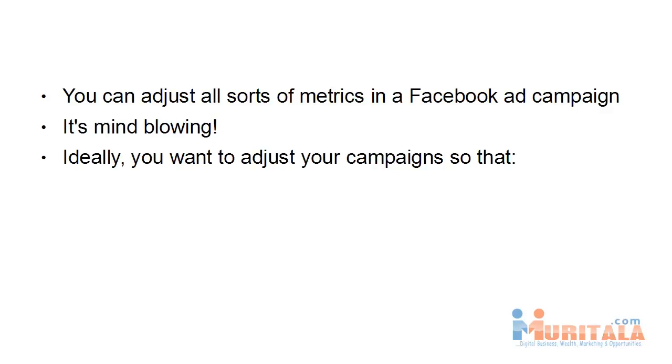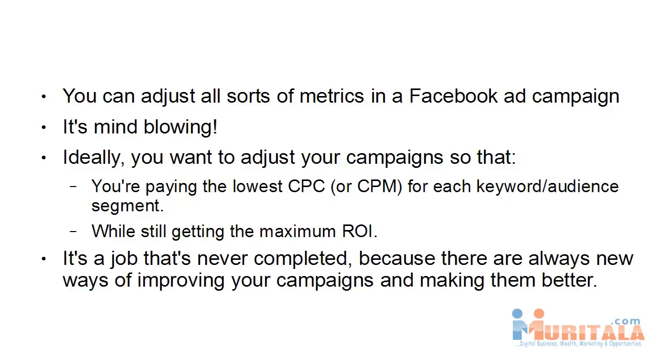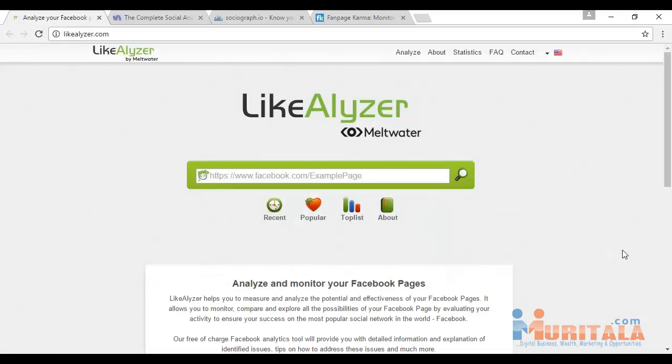So ideally, you want to adjust your campaigns so that, first of all, you're paying the lowest CPC or CPM for each keyword or audience segment, while still getting the maximum ROI. And it's a job that's never completed because there are always new ways of improving your campaigns and making them better. There are a number of third-party tools out there that can help you to analyze and make better sense of all the Facebook statistics.